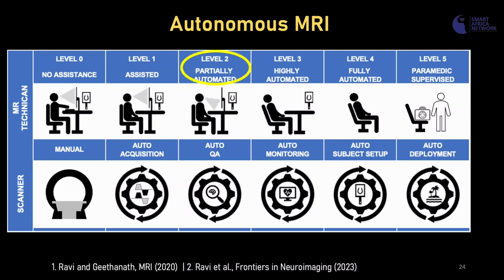Similarly, we came up with a 6 level automation process for ensuring that the operation mostly performed by the MR technician can eventually be performed by a paramedic who supervises the overall acquisition. This would involve stages of automating the acquisition, quality assessment, monitoring the scan while it's going on, maybe even subject setup and eventually deployment. Currently, we focused on level 2, which is partially automated image quality.